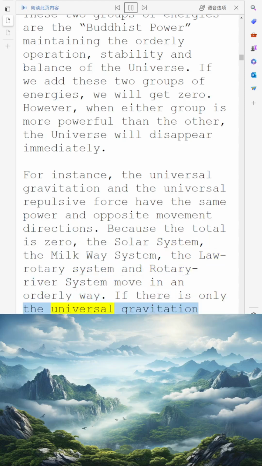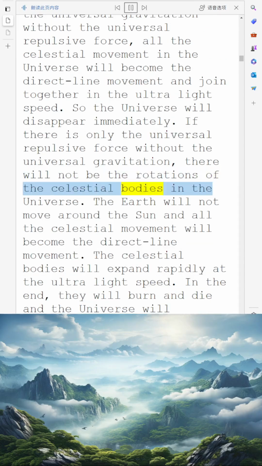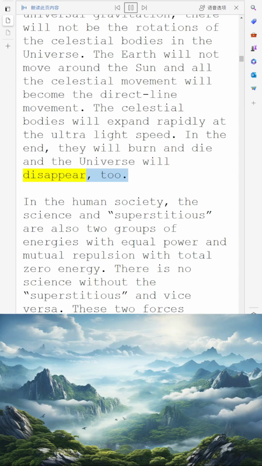If there is only the universal gravitation without the universal repulsive force, all the celestial movement in the universe will become the direct line movement and join together in the ultra-light speed. So the universe will disappear immediately. If there is only the universal repulsive force without the universal gravitation, there will not be the rotations of the celestial bodies in the universe. The Earth will not move around the Sun, and all the celestial movement will become the direct line movement. The celestial bodies will expand rapidly at the ultralight speed. In the end, they will burn and die, and the universe will disappear, too.